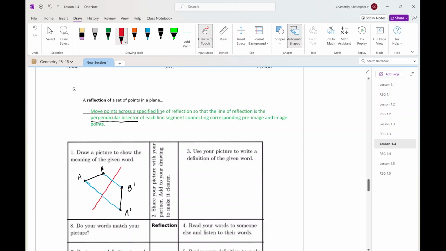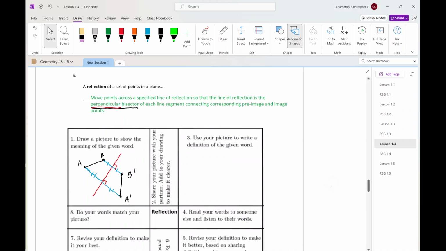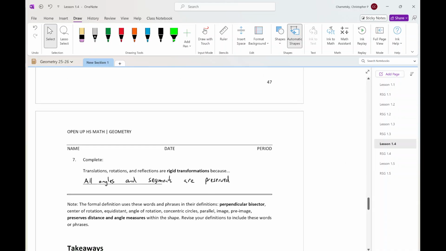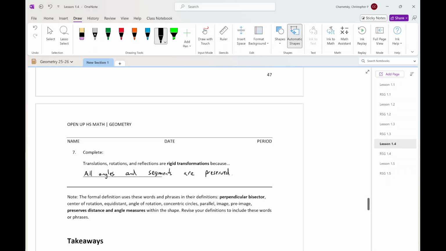Okay, so this line of reflection is going to be perpendicular, so there's the perpendicular part, and it's going to be a bisector between B and B prime. In other words, it's going to split that line in half. And that assures that both points are equidistant from our line of reflection. Okay, so those are proper descriptions of what a translation, a rotation, and a reflection does. Translations, rotations, and reflections are rigid transformations because all angles and segments are preserved. In other words, shapes do not change in size, or they don't change shape. So that is going to be important.